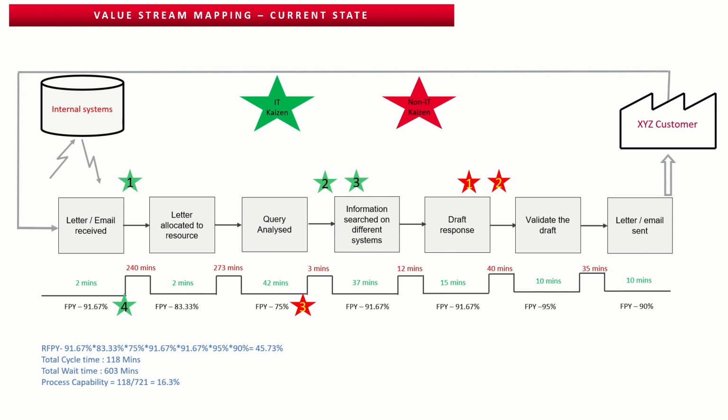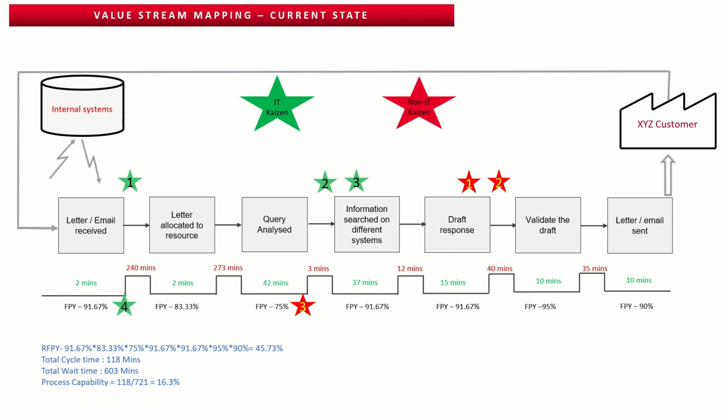When the query was analyzed, they were not able to resolve 100% of the queries. So they were asking their team leaders, or they were parking these queries in the query log, and then they were later responded to. So the first pass yield became 75%. Or if they have analyzed the query, the resolution was not accurate. So that is also one of the reasons for low FPY.